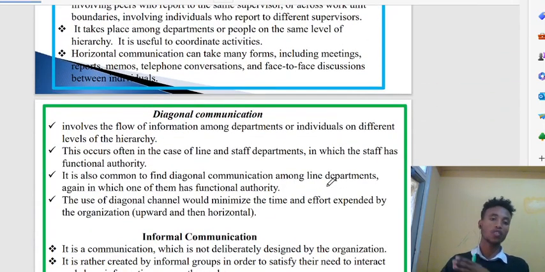Diagonal communication is the flow of information among departments or individuals at different levels of the hierarchy.